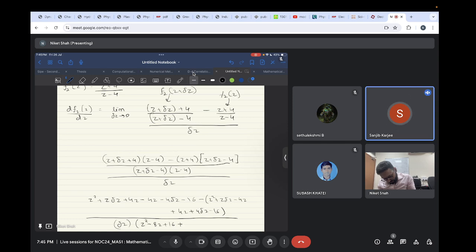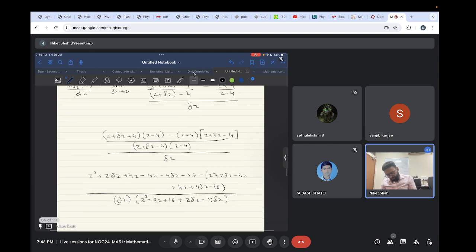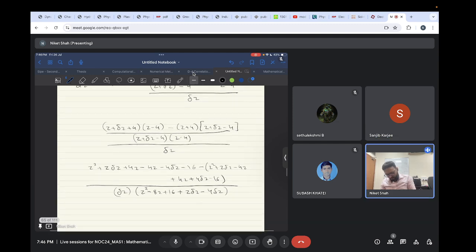Plus z delta z minus 4 delta z, that is z minus 4 the whole square. Yes, this should be the answer.